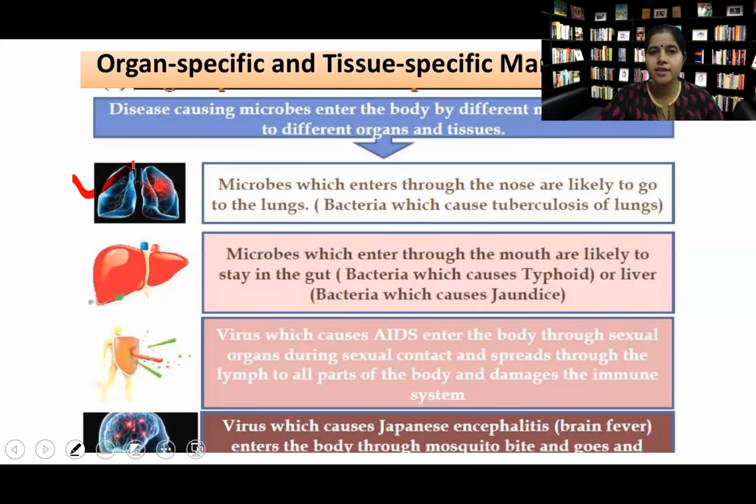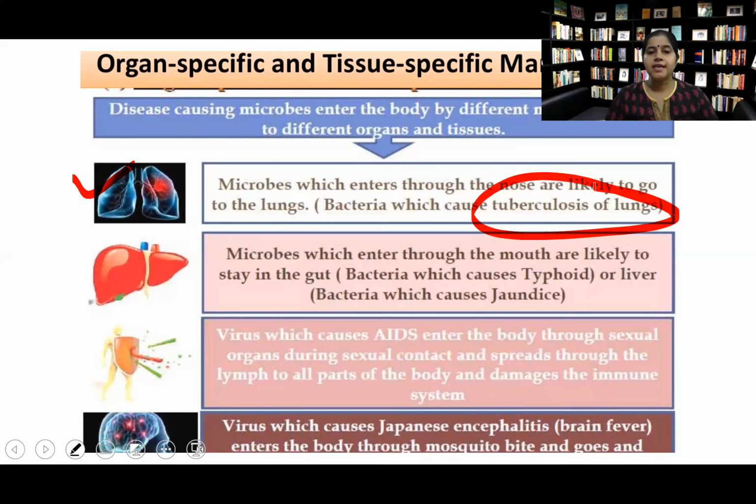So first point is microbes which enter through the nose. Sometimes you are breathing in an environment which is already polluted by some microbes. So microbes that enter through the nose are likely to go to the lungs. They enter inside your lungs, inside your respiratory tract, and you will suffer from tuberculosis of the lungs. So it is very important from which point microbes are entering inside your body, right?